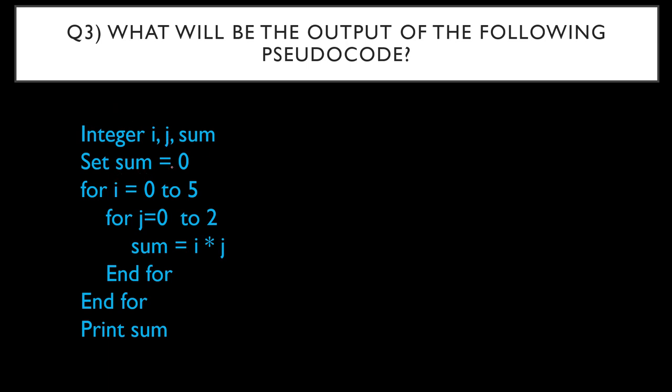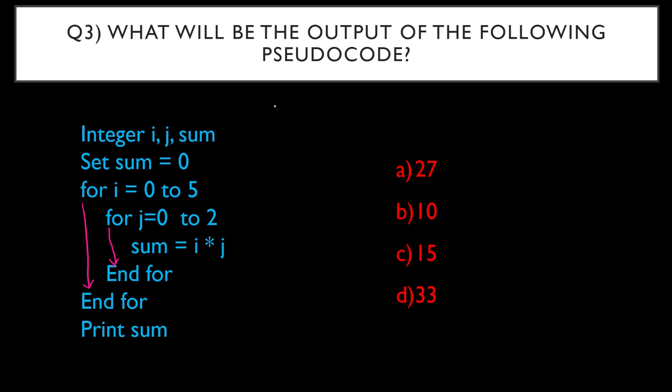So set sum is equal to 0, for I is equal to 0 to 5, for j is equal to 0 to 2, sum is equal to I into j. So nested loops, end for, that is you're ending this for here. In your normal programming you end with a bracket, right? Here they are using end for to end this for loop. Then print sum, so at the end you are printing the value of sum to see what it is. What will be printed? Option A is 27, option B is 10, option C is 15, and option D is 33.